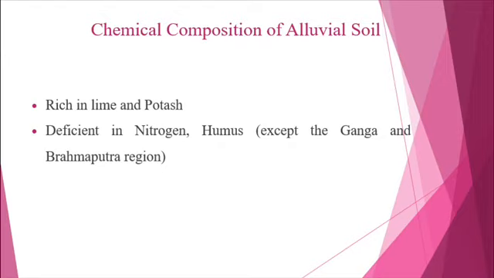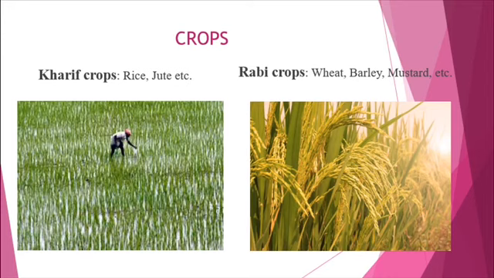Which crops can be cultivated on alluvial soil? As alluvial soil is fertile, it is suitable for both Rabi and Kharif crops. The important Rabi crop is wheat, and the important Kharif crops in India are rice and jute.